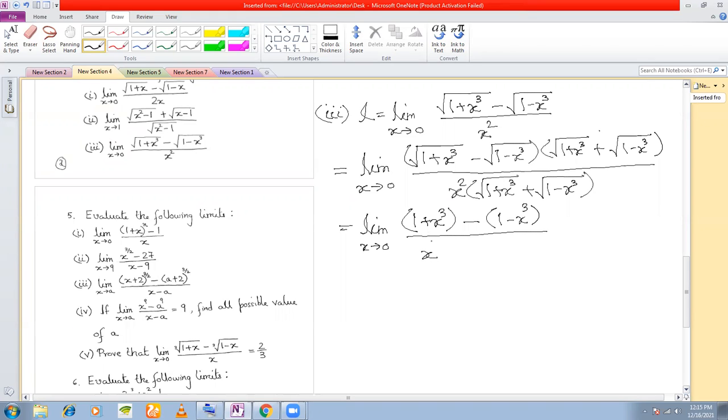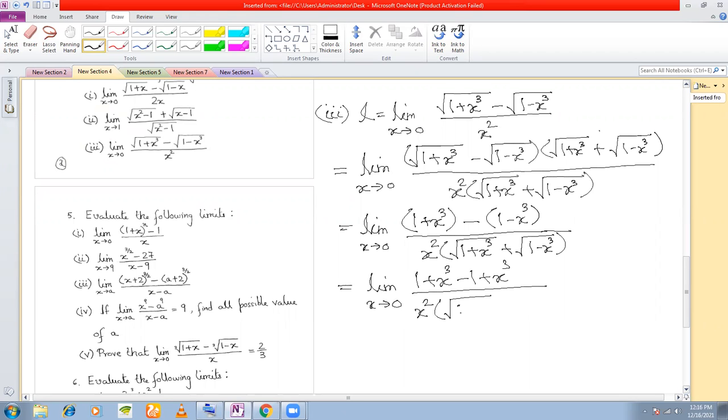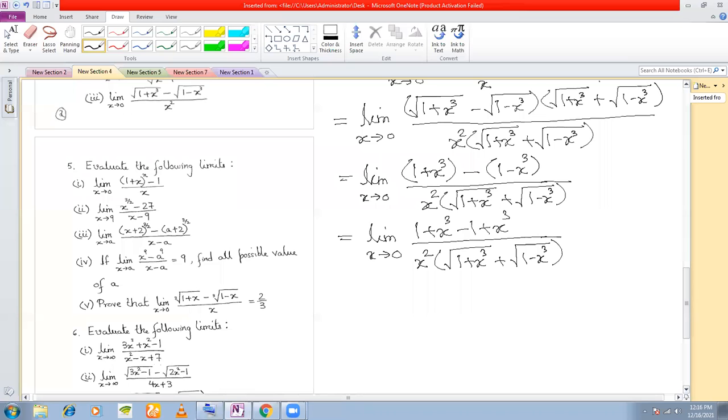divided by, is this step clear? Yes, sir. Plus root 1 minus x cube, right? So now you simplify the numerator by opening the brackets. 1 plus x cube minus 1 plus x cube divided by x square into root 1 plus x cube plus root 1 minus x cube. Okay, so you have plus 1 and minus 1 cancelling here.